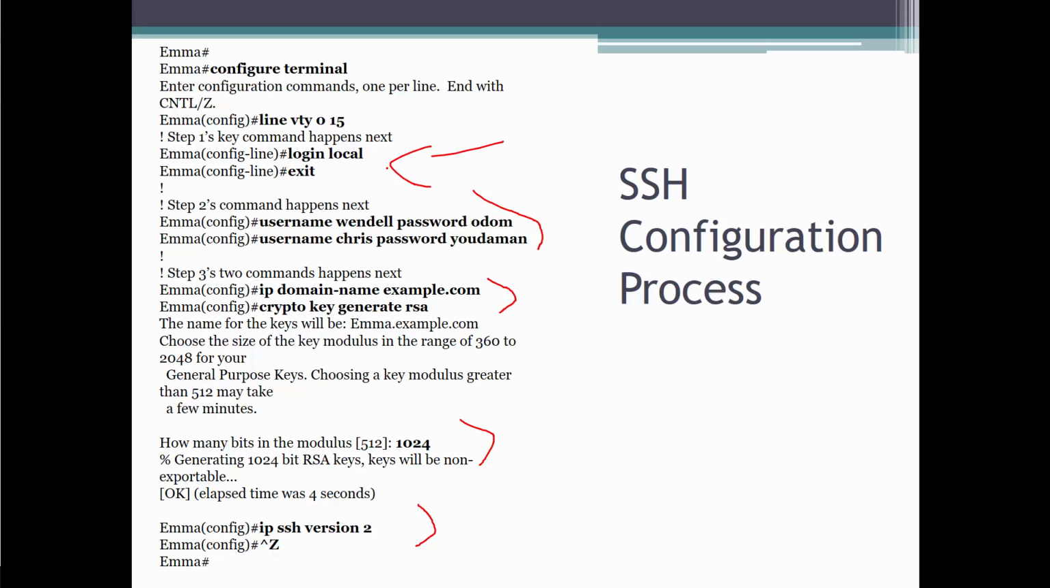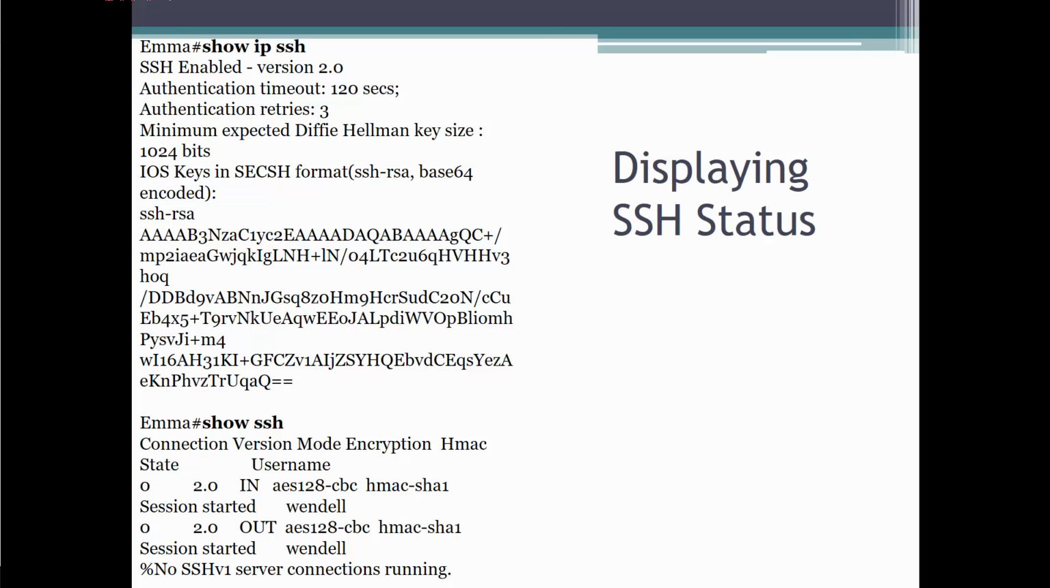If we don't include the word transport, we can still telnet to this. But if we did transport SSH, then it would only allow SSH connections. So we're not quite done doing our SSH configuration. This will show you how to set up SSH, but not enforce that only SSH is usable. So if we actually want to check SSH status, we could do a show IP SSH. It'll show us the version, the key, all of those good things. If we allowed SSH connections, if you did a show SSH, it would show you the user and the username.